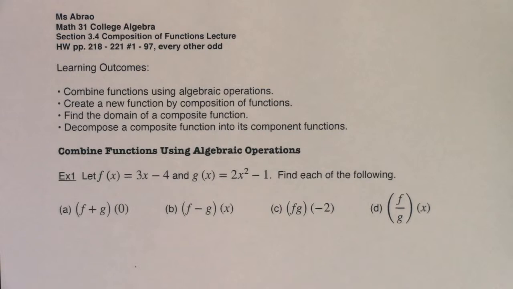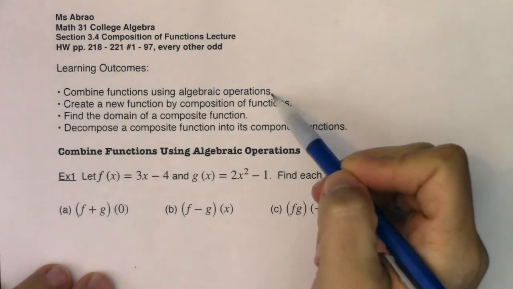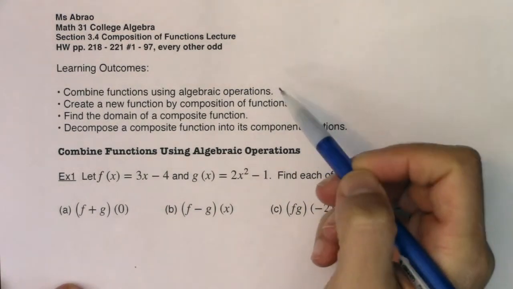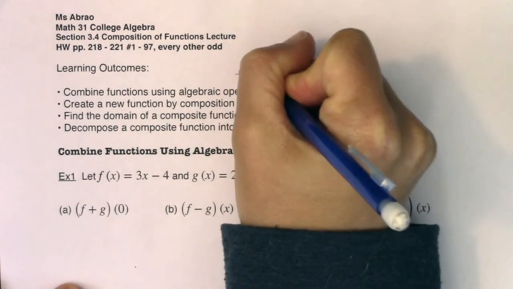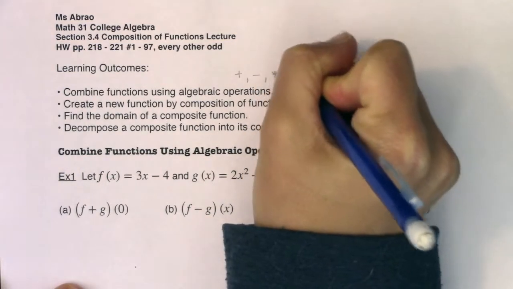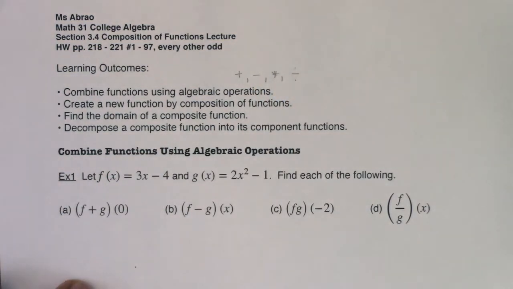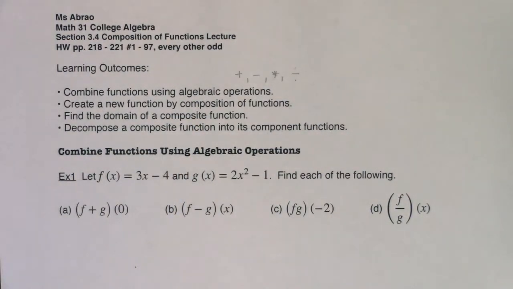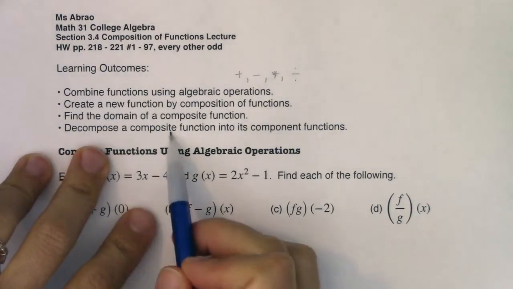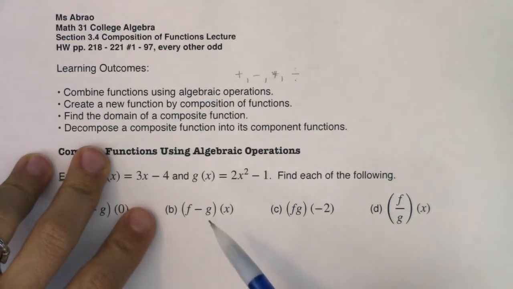Everyone, let's get going on section 3.4, where we're going to review composition of functions. So we're going to combine functions initially using algebraic operations. And when I say algebraic operations, again, we're talking about addition, subtraction, multiplication, and division, our four basic operations. Then we're going to create a new function through composition of functions. We're going to find the domain and range for these composite functions. And then we're going to work ourselves backwards and decompose a composite function into its component functions.